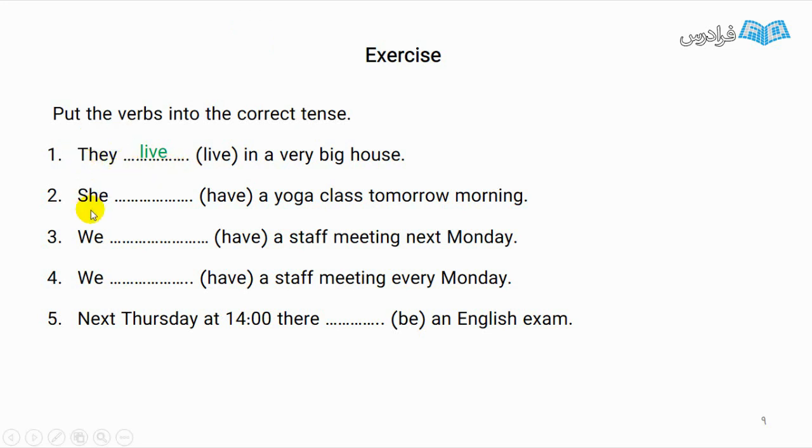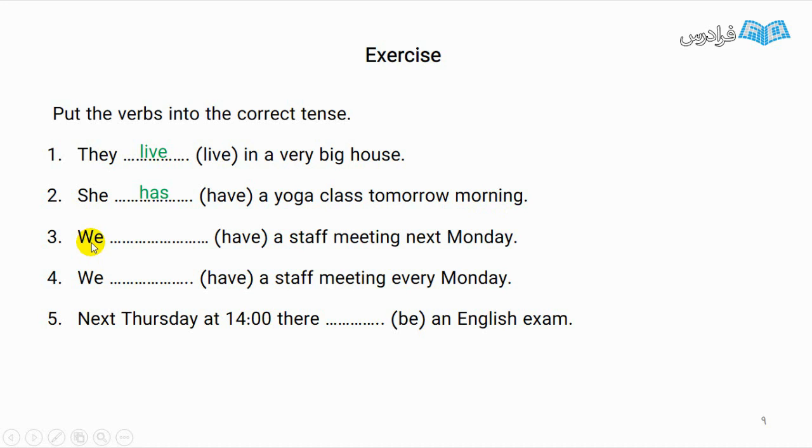Let's move to this one. She, a yoga class tomorrow morning. Look, we are talking about the future, tomorrow morning, but this is a class. When we are talking about a class, it means that this plan is a timetable, like trains or planes or buses. Then we have to use simple present. She has a yoga class tomorrow morning.